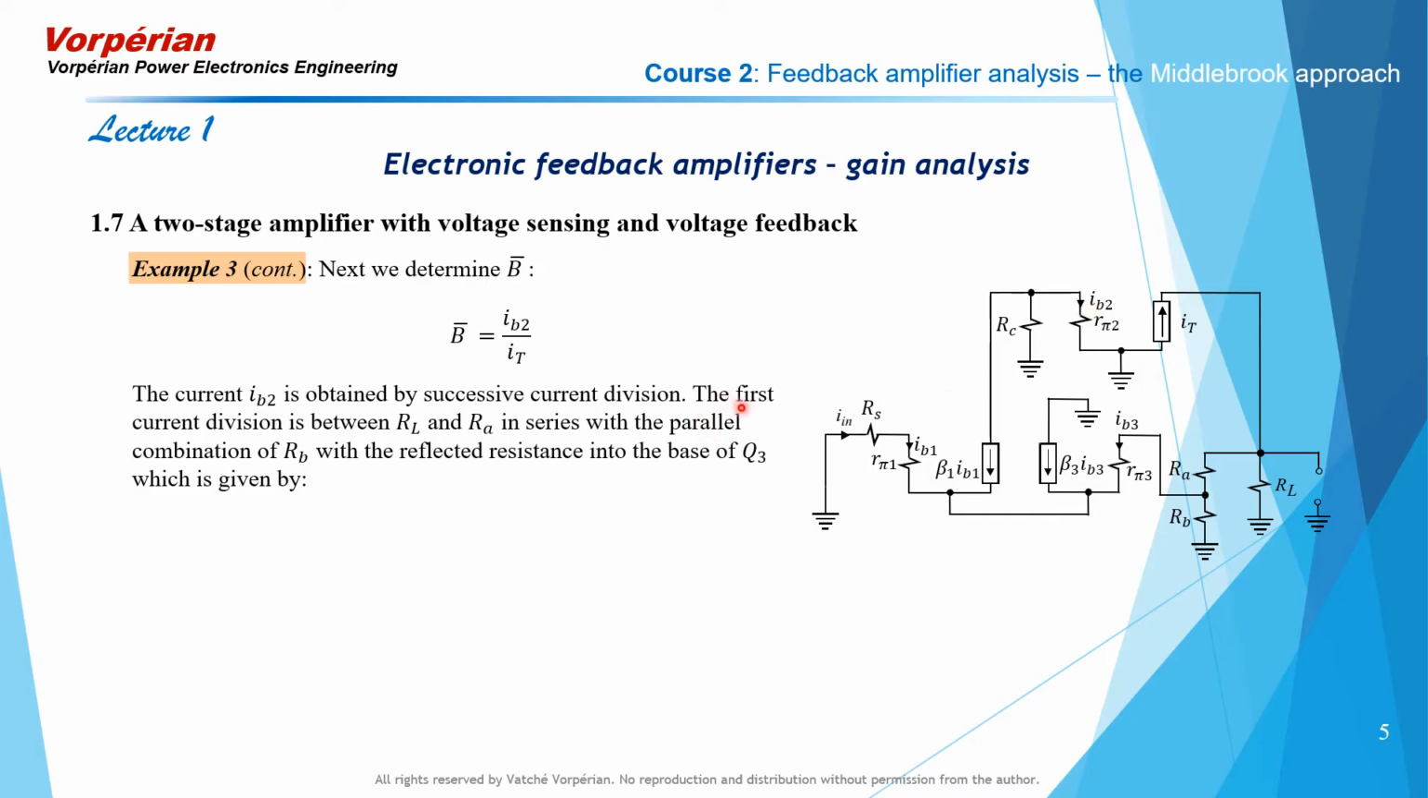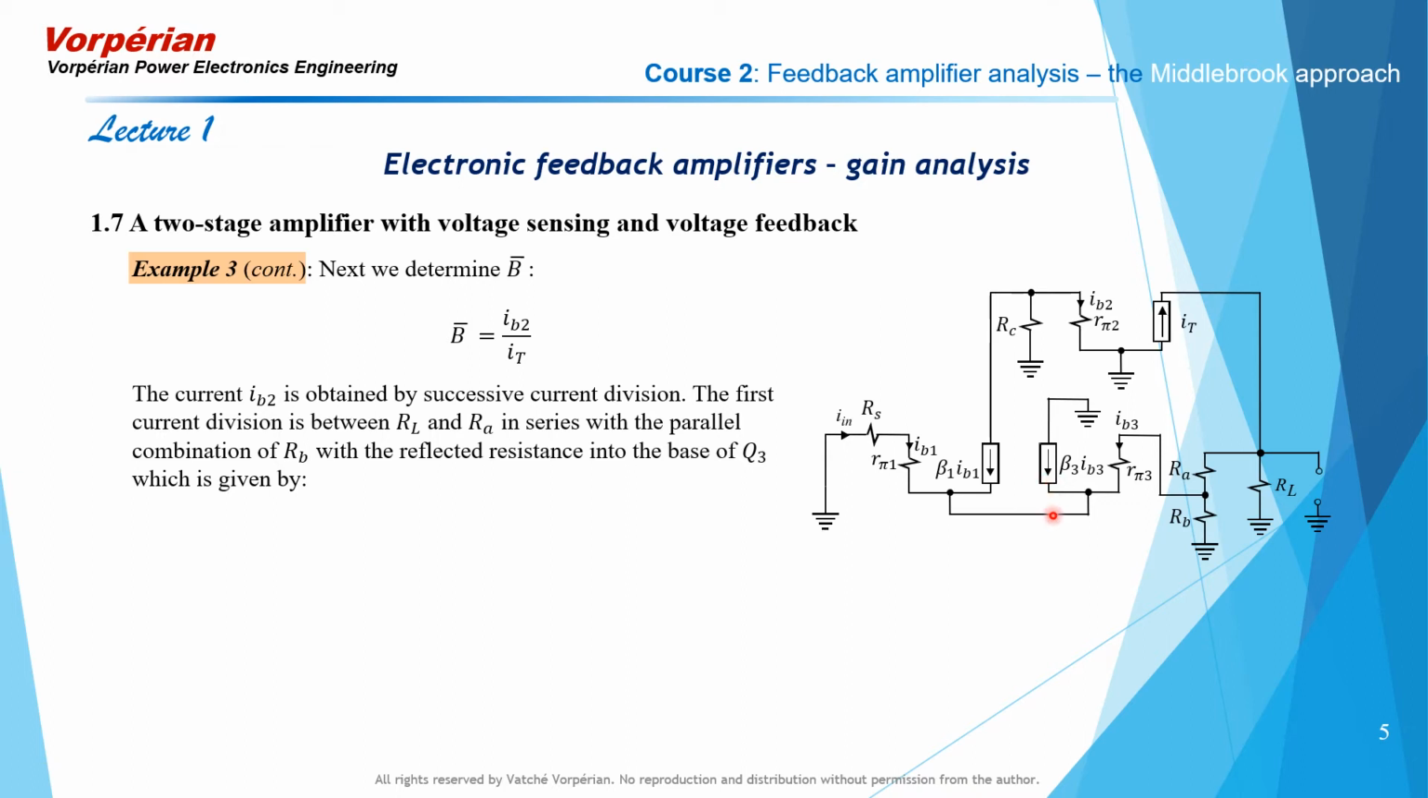Our first current division is between RL and RA in series with the parallel combination of RB with the reflected resistance into the base of Q3, which is R pi 3 plus the effective resistance in the emitter of Q3 multiplied by 1 plus beta 3.